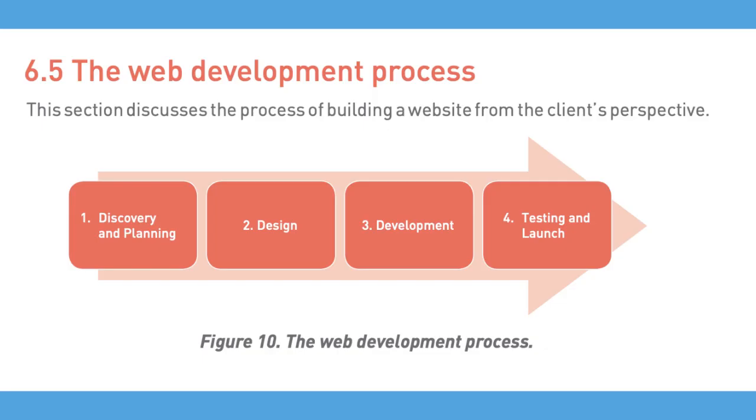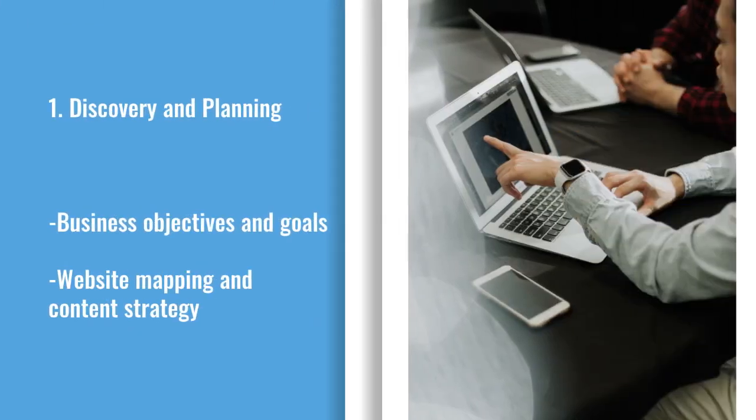So now that we've considered the importance of website marketing, let's take a look at the actual process, which your reading refers to as the web development process. There are four steps to this. So we have the planning phase, design, development, testing, and launch phase. So this process intentionally and strategically looks at how our business can create a meaningful touch point with customers.